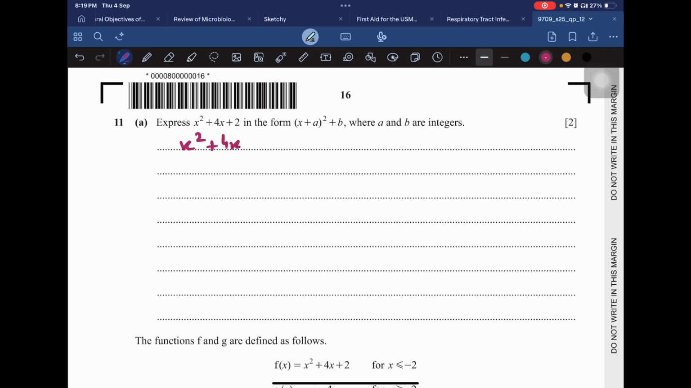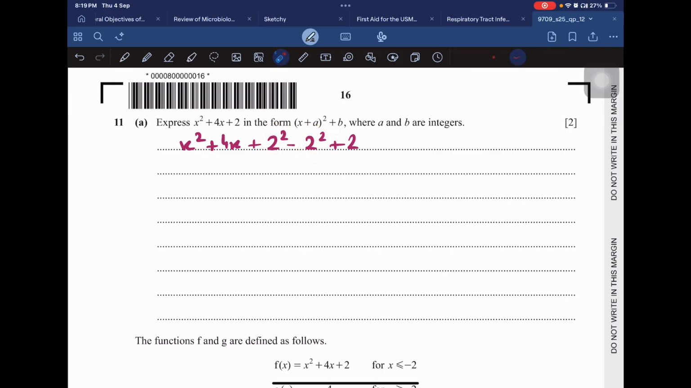The second step is that the coefficient of x, take that divided by 2, so divide 4 by 2, you get 2. Now square that and add and subtract. So we divided 4 by 2, we got 2. Square of 2, we have to add and subtract. Okay, so 4 divided by 2 is 2. Square of 2 added, square of 2 subtracted.